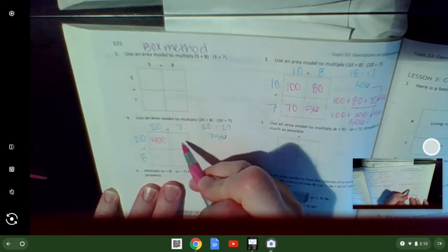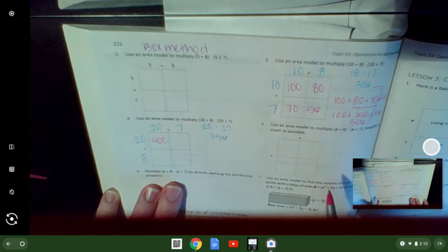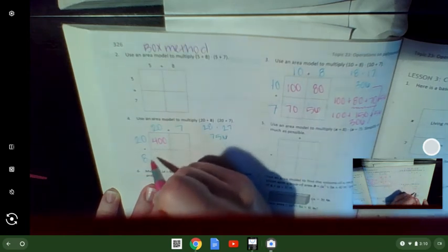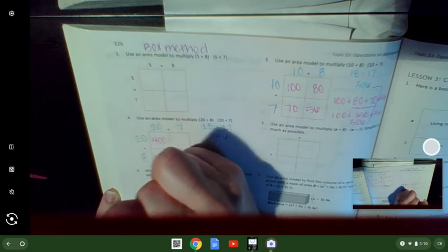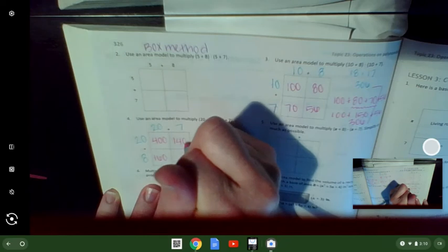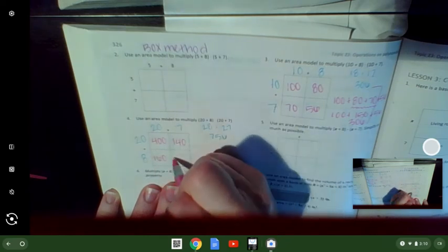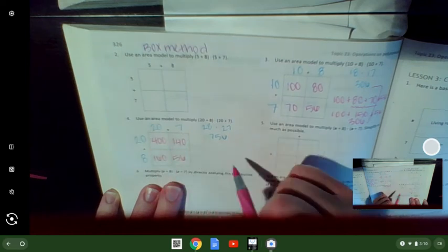You'll notice this time I went kind of clockwise. It does not matter what order you go in to fill in this box. So I'm going to go in a different order this time. 20 times 8 is 160. 20 times 7 is 140. And 8 times 7 is 56. Again, I now have four different answers from multiplying.